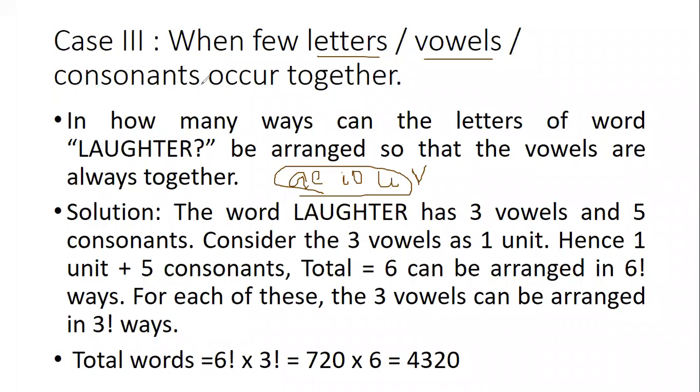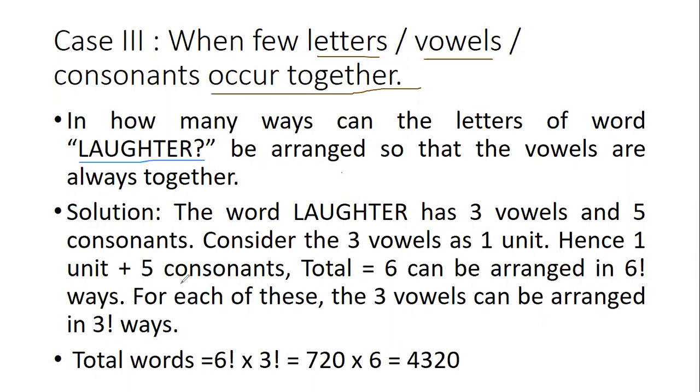Okay, so here what are they saying? When a few letters, vowels, consonants occur together, or when they are supposed to be together, how are we going to solve the problem? Let us check the question and then we will be able to understand. In how many ways can the letters of the word laughter be arranged so that vowels are always together?